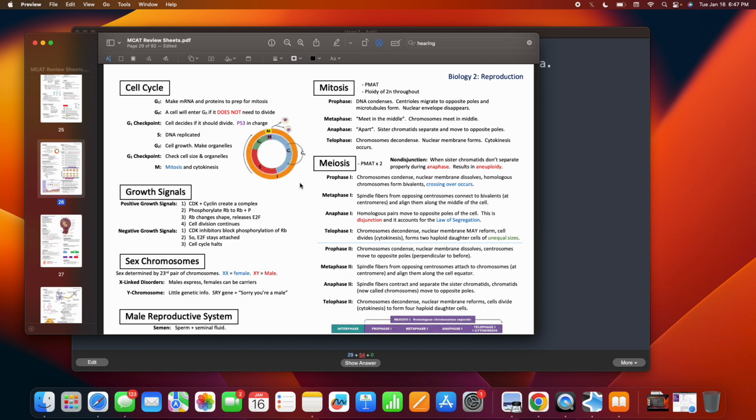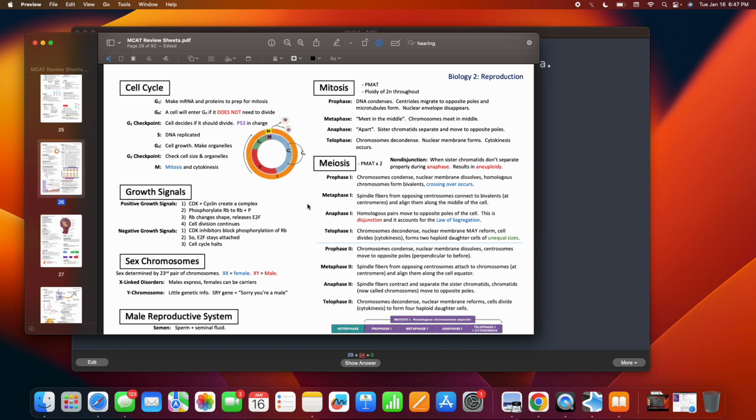And we have anaphase, which is for apart. Sister chromatids separate and move to opposite poles. During telophase, the chromosomes decondense and the nuclear membrane forms, and cytokinesis occurs. So during prophase, the DNA condenses. During metaphase, they gather in the middle. But during prophase, the centrioles migrate to opposite poles and microtubules form. Nuclear envelope disappears there.